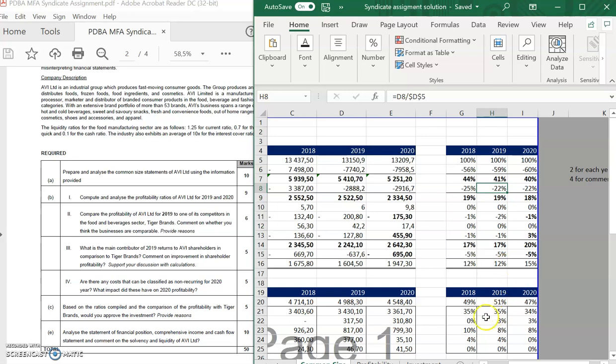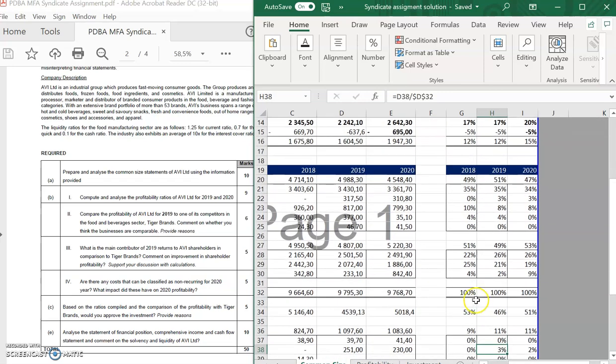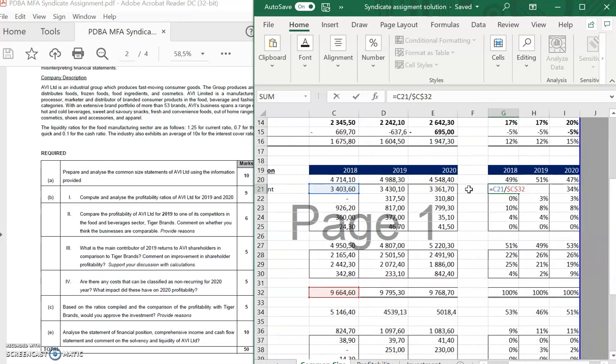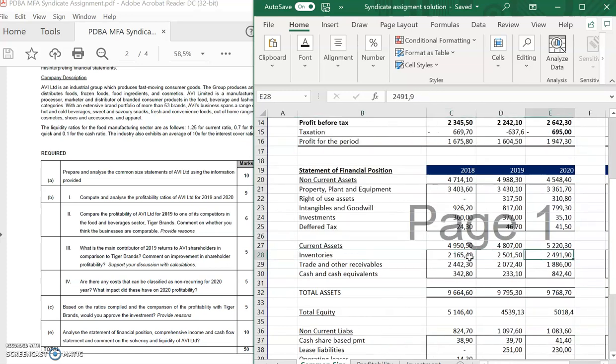All right. If you look at the statement of financial position, each line item will be divided by your total assets figure. The big items you'll notice here that you need to analyze are your plant and equipment. Your plant and equipment as a percentage of total assets has remained quite stable. Whereas if you notice here, inventories have gone from 22 to 26%.